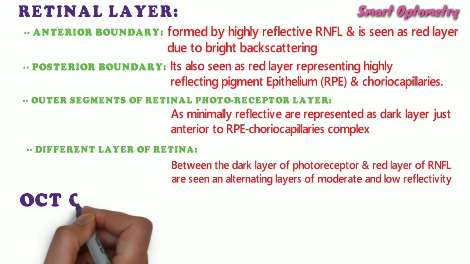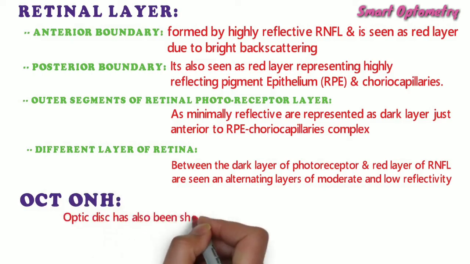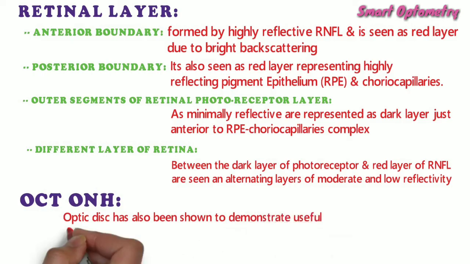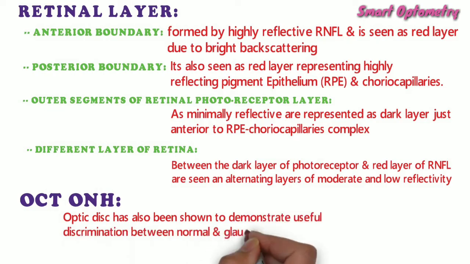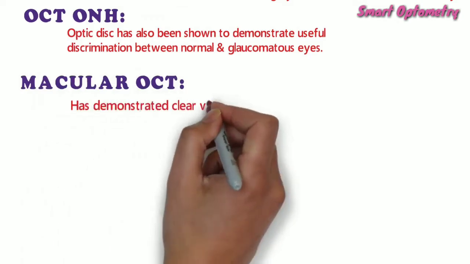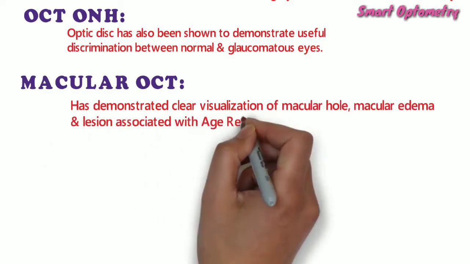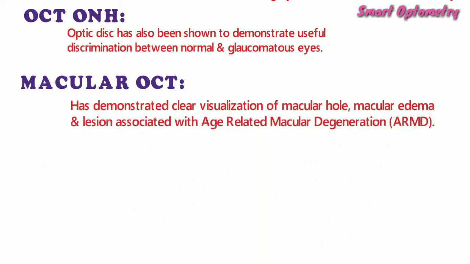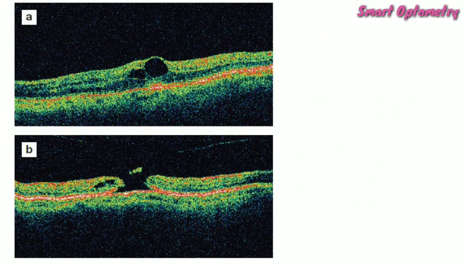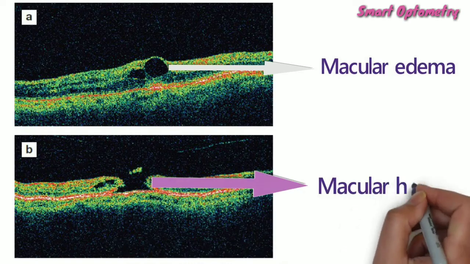Then OCT ONH. Optic disc has also been shown to demonstrate useful discrimination between normal and glaucomatous eyes. Then macular OCT has demonstrated clear visualization of macular hole, macular edema and lesion associated with age-related macular degeneration. Here is a tomogram of macula, and this is macular edema and this is macular hole.